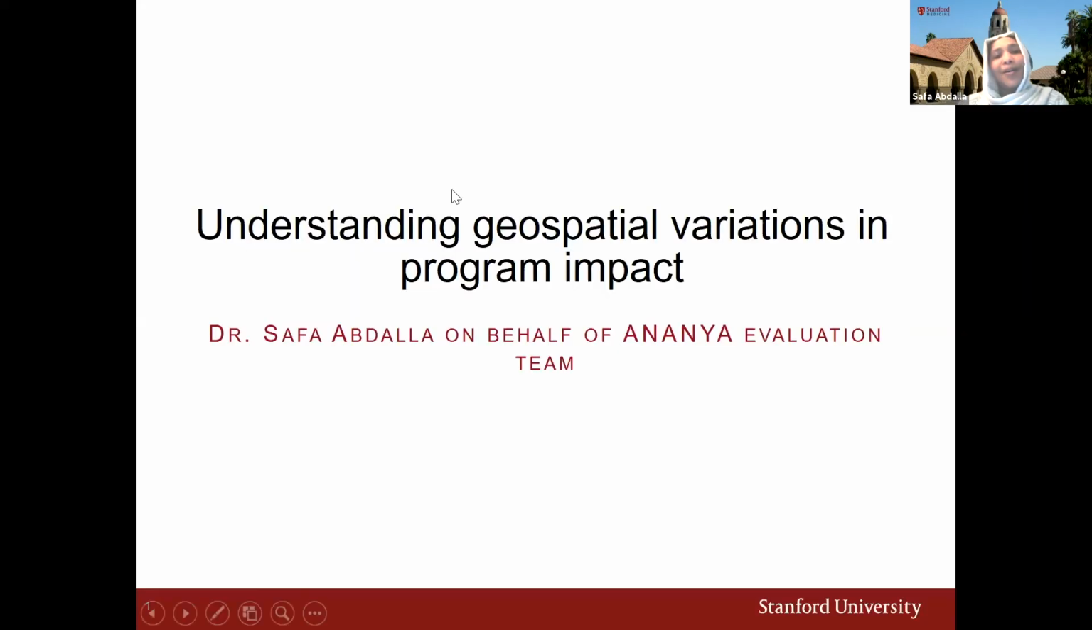So I'll be presenting on this part of the evaluation, which is understanding geospatial variations in program impact. And just to clarify that for the purpose of this part of the evaluation, program impact is represented by trends over time in indicator levels or maternal child health indicator levels during the scale-up phase.